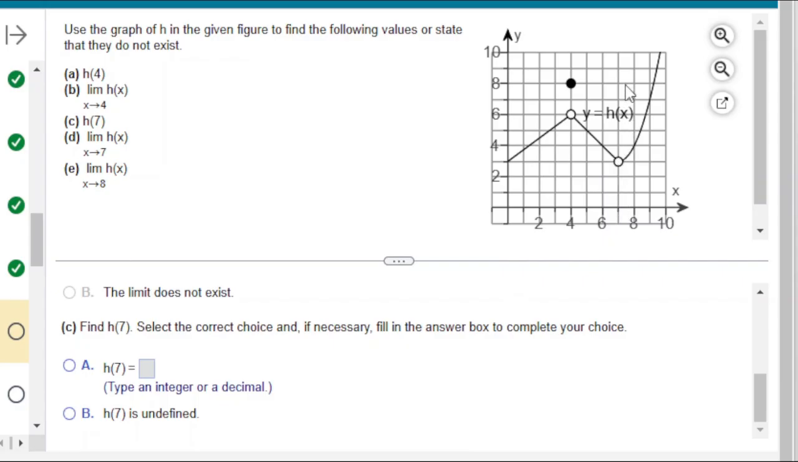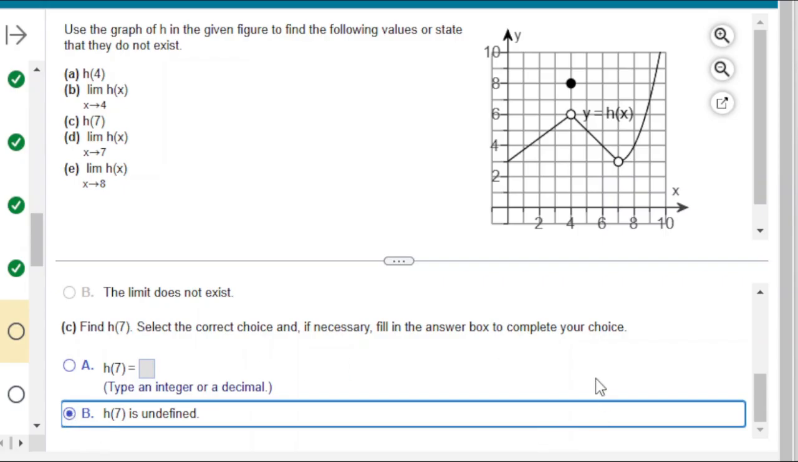Now, what about h of 7? Well, h of 7 here, I don't see a dot at all. It looks like h of 7 is undefined. And by the way, we don't say h of 7 doesn't exist. When we're talking about a function value, we say undefined. For a limit, we say does not exist. But h of 7 is undefined.